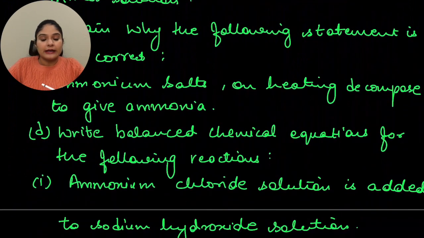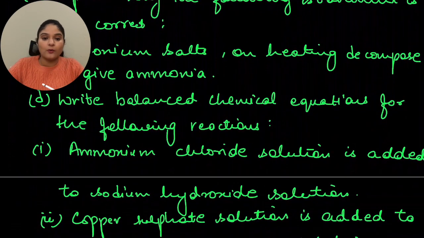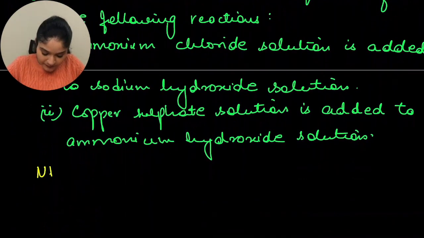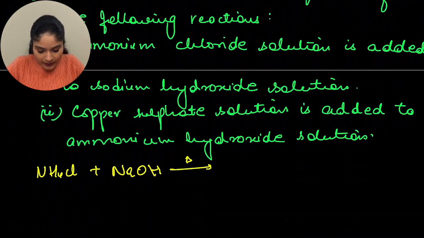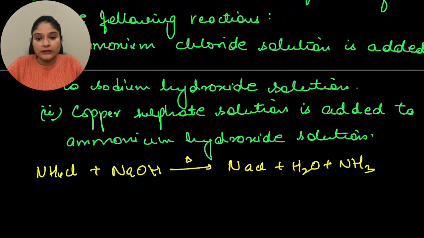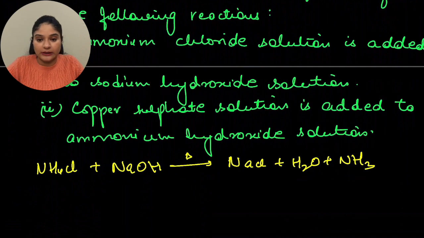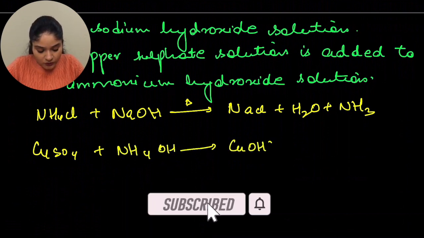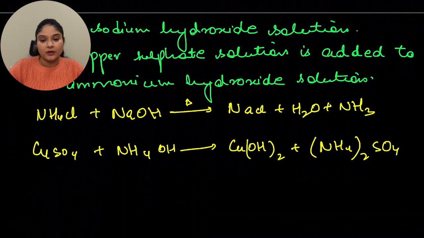The next question is, write balanced chemical equation for the following reactions. Ammonium chloride solution is added to sodium hydroxide solution. So we just did that, but I'll still write the equation for you. So ammonium chloride will be NH4Cl plus NaOH, and if we heat that up, we end up getting NaCl plus water plus ammonia. The next question is, copper sulfate solution is added to ammonium hydroxide solution. So CuSO4 is being added to ammonium hydroxide. So NH4OH will give you Cu(OH)2 plus (NH4)2SO4. So that will be your answer.